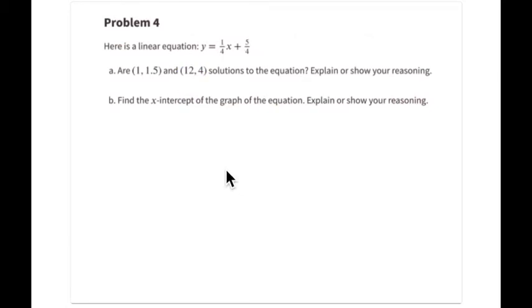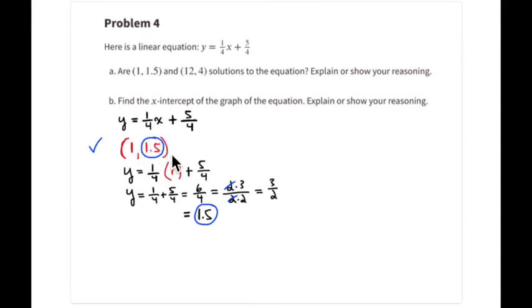This is problem 4. You have a linear equation, and you're asked to show that these 2 points are solutions for this equation. And then you're asked to find the x-intercept of the line that is a graph of this same equation.